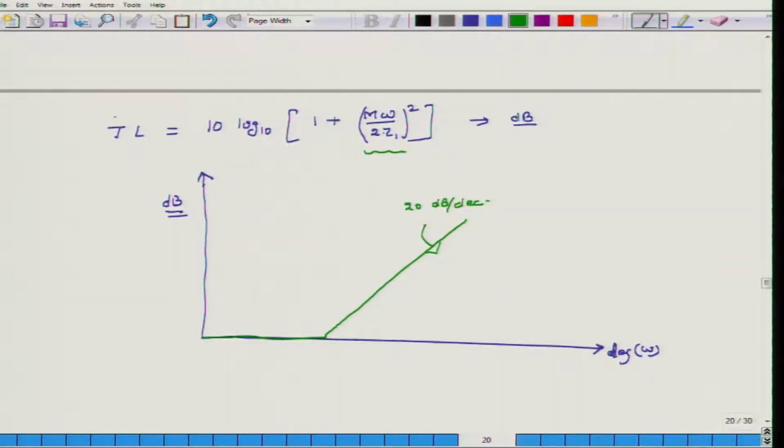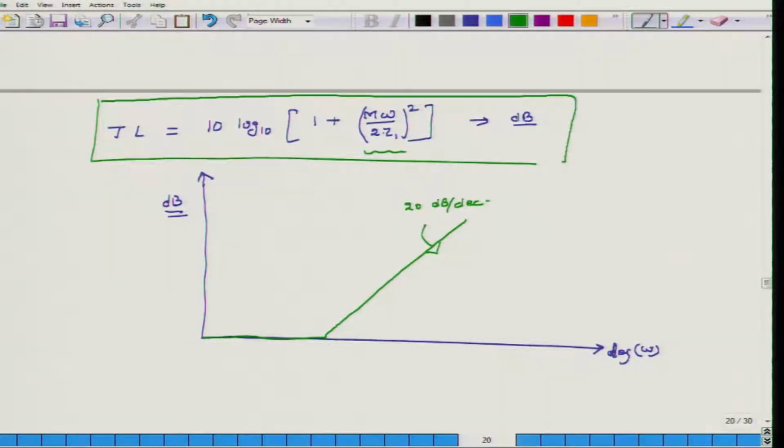Now, this equation for transmission loss is called the limp mass law. So, if your wall is rigid and it is not flexible so that it starts resonating, then this law works. And this is the asymptotic response, and the actual response may be something like this.